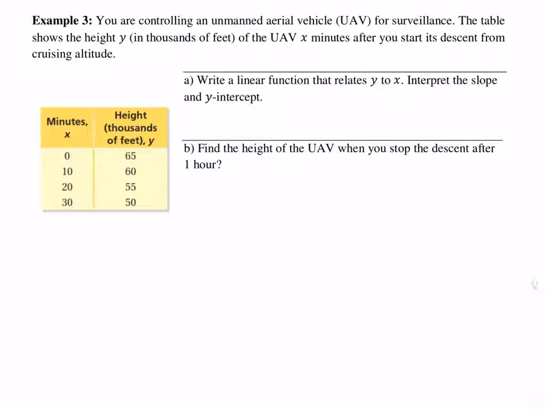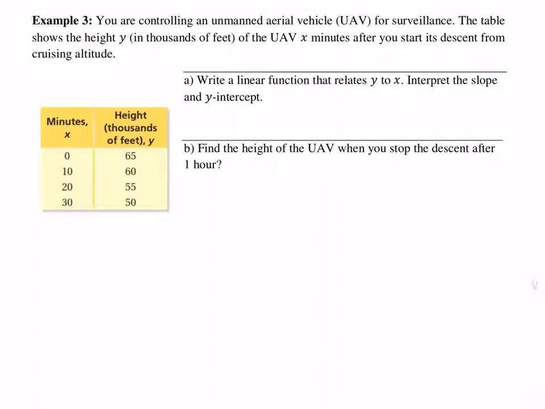So let's look at an application of this. In example 3, you are controlling an unmanned aerial vehicle for surveillance. The table shows the height y in thousands of feet of the UAV x minutes after you start its descent from cruising altitude. Descent means that it's slowly getting closer and closer back to where you're at on Earth. So in part A, write a linear function that relates y to x, interpret the slope, and y-intercept.